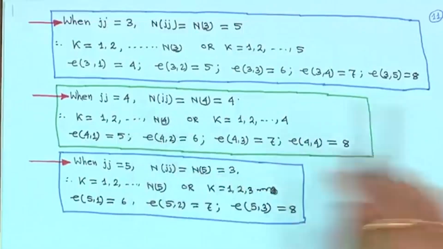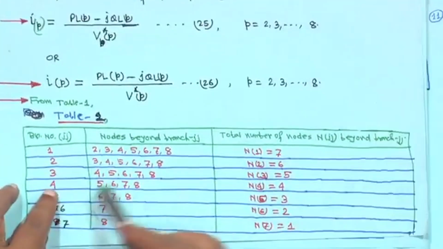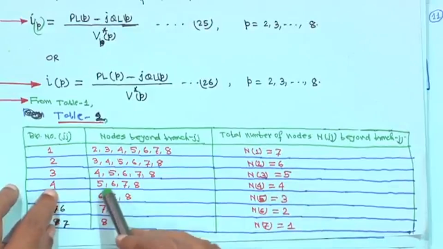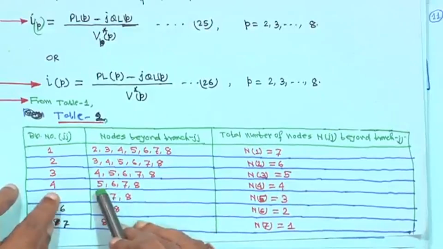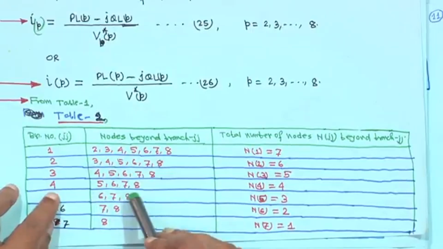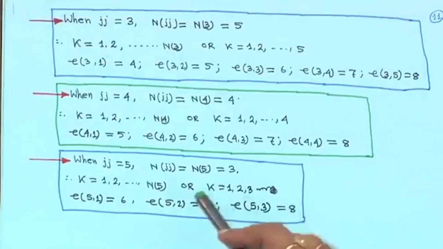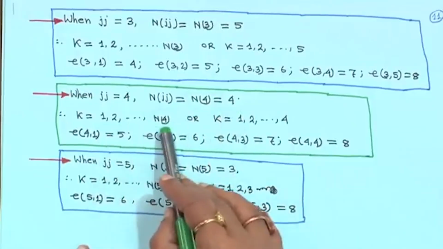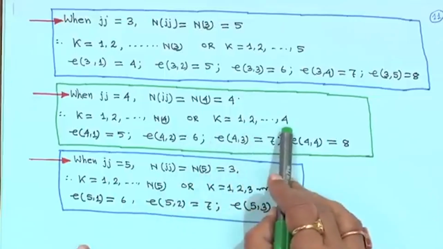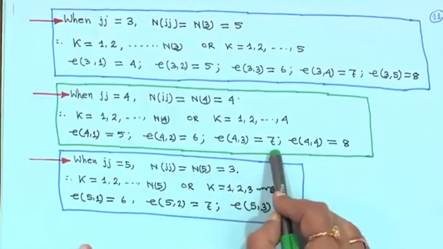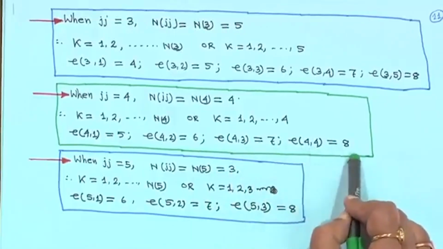Similarly, when jj is equal to 4, when branch 4, n_jj is equal to n_4 is equal to 4, and nodes are 5, 6, 7, 8. Therefore, E_4,1 will be 5, E_4,2 will be 6, E_4,3 will be 7, and E_4,4 will be 8, right. Therefore, when jj is equal to 4, n_4 is equal to 4. So, k is equal to 1 up to n_4, or k is equal to 1 to 4. That means, E_4,1 is equal to 5, E_4,2 is equal to 6, E_4,3 is equal to 7, E_4,4 is equal to 8, right.